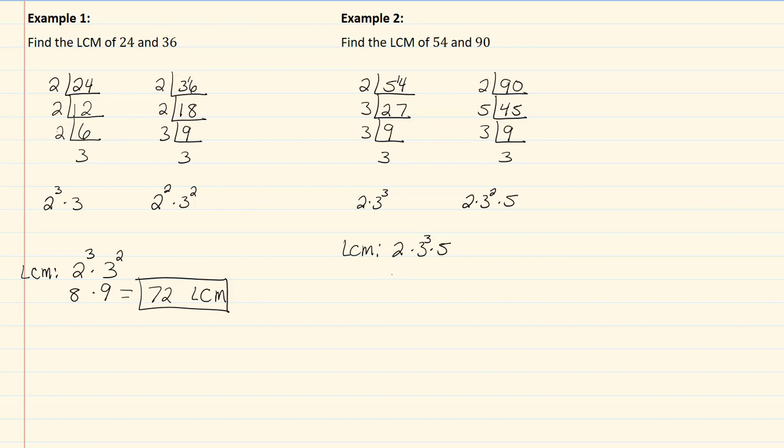So multiplying these out, I'd have 2 times 3 cubed, which is 27, times 5. So the easiest way for me to do this is I take my 2 times 5, which would be 10. And so then I would have 10 times 27, which would be 270. So my LCM here is 270.